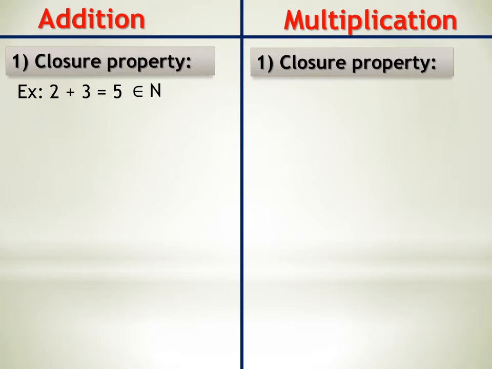What about the multiplication? Let's check it here. We have 2 times 3 equals 6. 2 is a natural number. 3 is another natural number. When we multiply them, the answer will be 6, which belongs to the natural numbers. So also we can say here the closure property is right in multiplication.